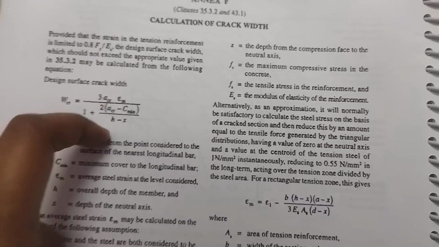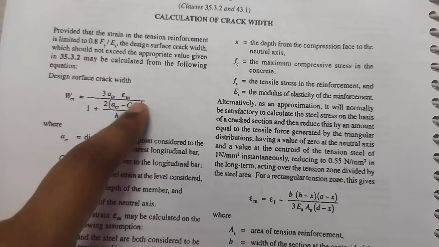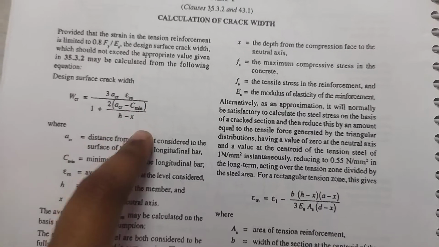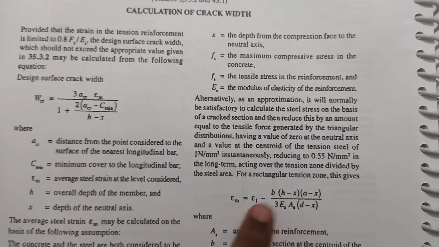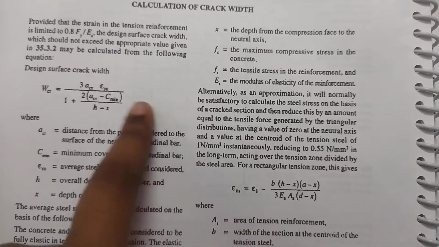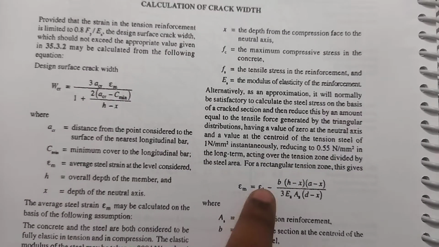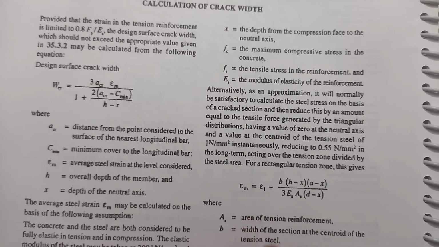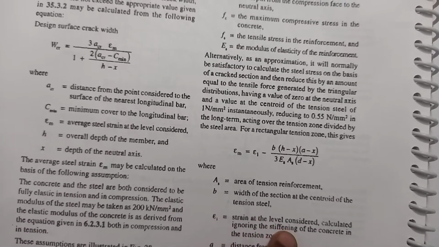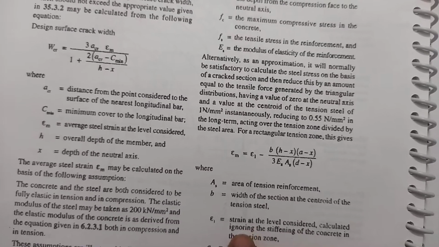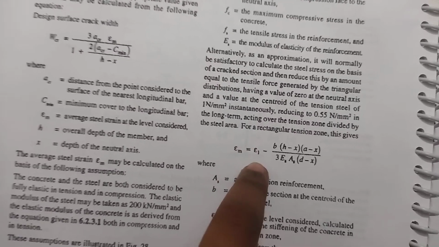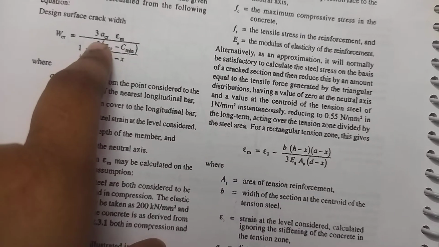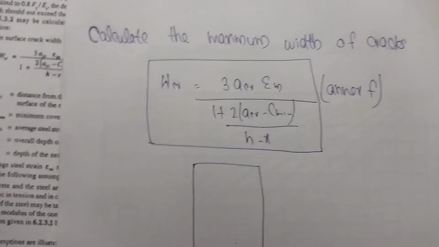We want to calculate these parameters: ACR, epsilon m, C minimum, H and X. Epsilon m is also given in this equation. Then we want to calculate the epsilon L value, that is the strain at the level considered, calculated ignoring the stiffness of the concrete in tension. That strain equation we want to learn by heart, and also the ACR equation. After writing the given data, you want to write the main equation, that is the WCR equation.